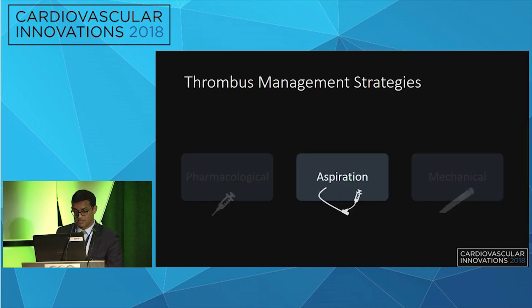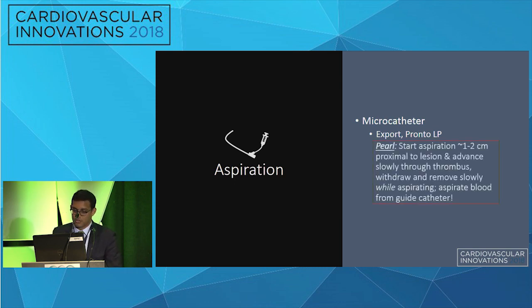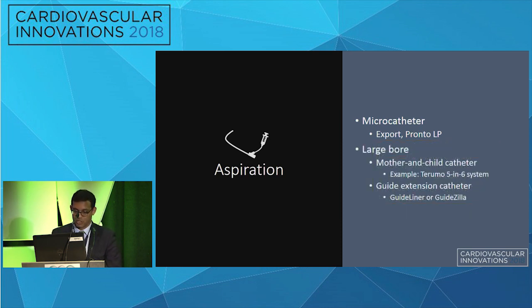The second prong is really the aspiration. The two options for microcatheters are the Export and the Pronto LP. Both of these catheters are specifically designed for aspiration thrombectomy. And the goal when performing this is really the technique. Ideally, aspiration should be started 1 to 2 centimeters proximal to the lesion and advanced slowly through the thrombus. And then while withdrawing, you want to make sure that you're still aspirating, and aspirating blood from the guide catheter. The goal of this is to ideally prevent as much distal embolization as possible while maximizing the amount of thrombus that's removed.